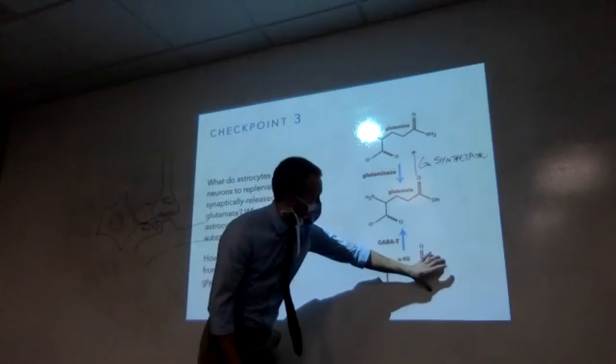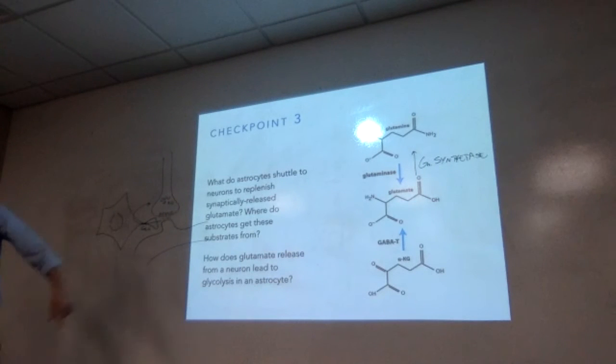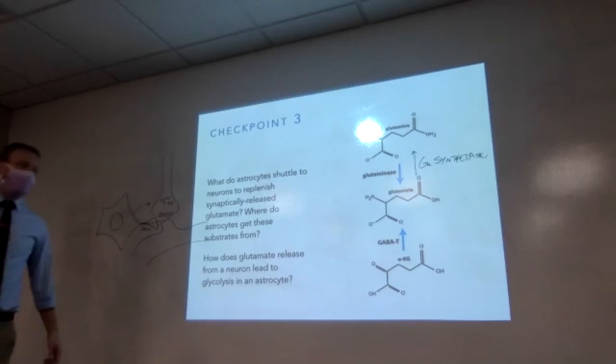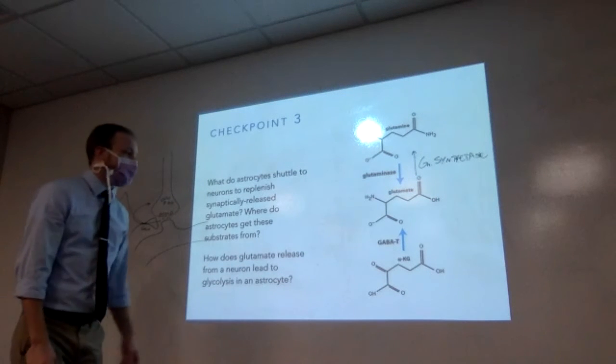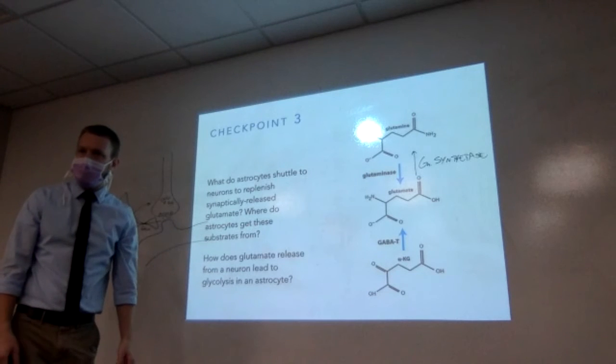What the heck is this? That thing on the bottom, that alpha KG. Nice, alpha ketoglutarate. Yeah, exactly. Why does the cell have that floating around in it?